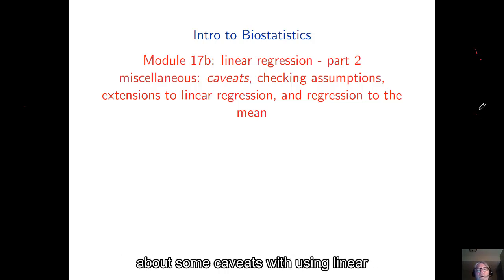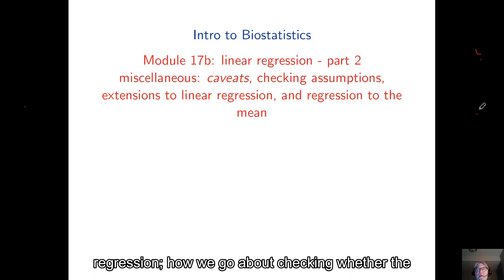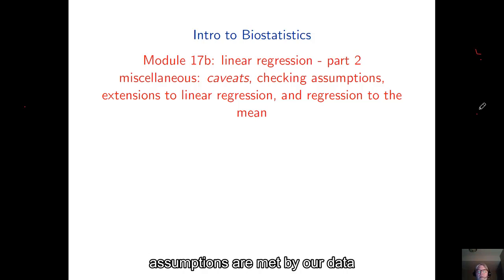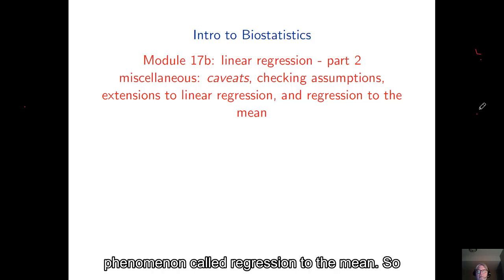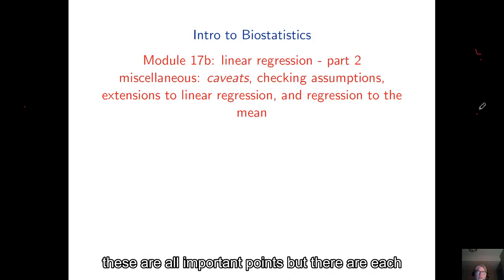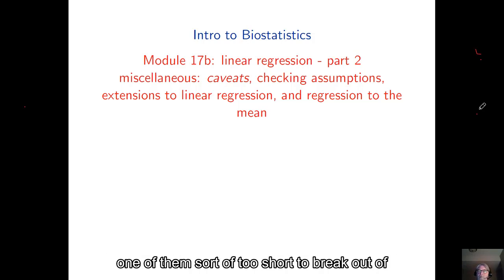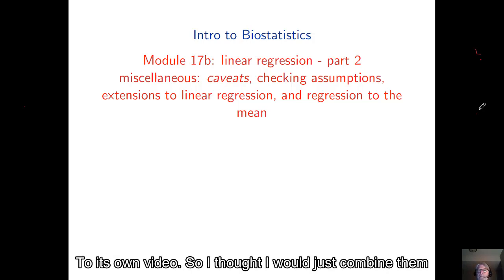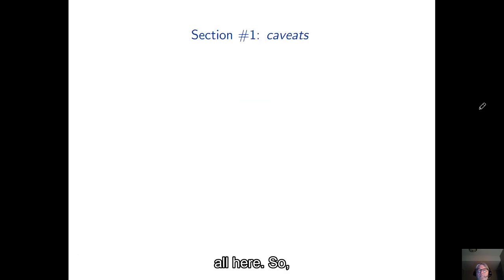I'm going to talk to you about some caveats with using linear regression, how we go about checking the assumptions are met by our data set, some extensions to linear regression, and a really important phenomenon called regression to the mean. So these are all important points, but they're each one of them sort of too short to break out into its own video. So I thought I would just combine them all here.